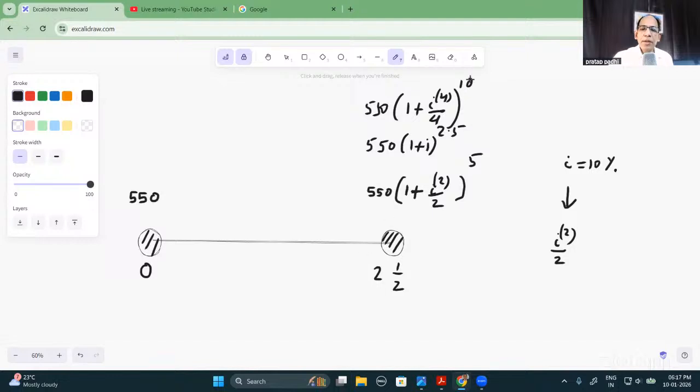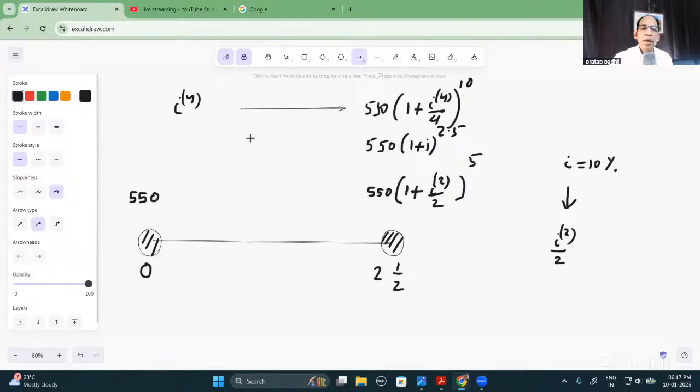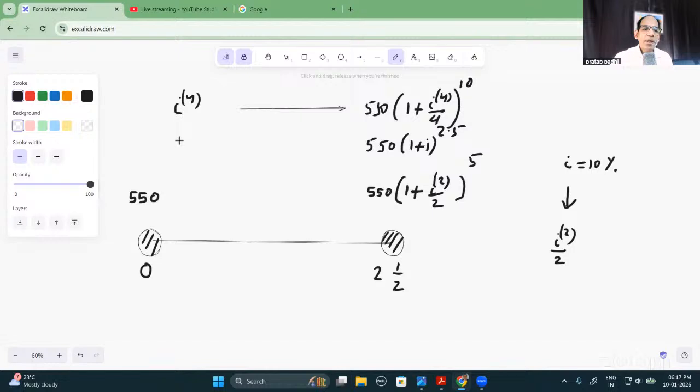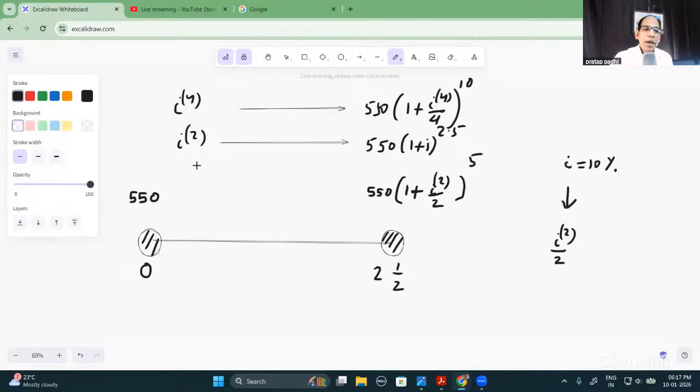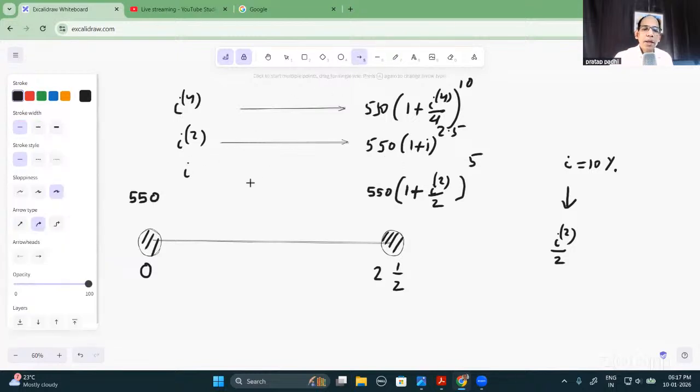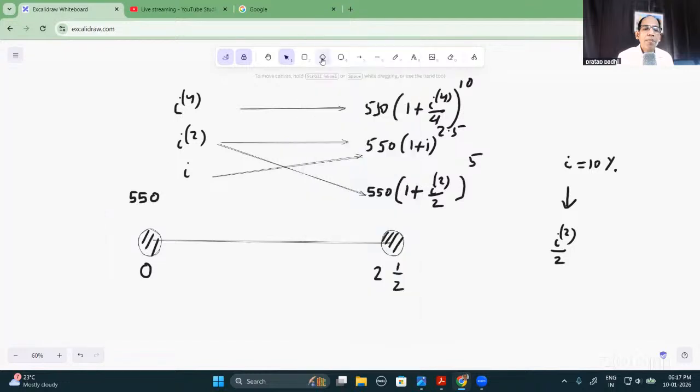So it depends. Suppose in the question I4 is given, you apply this formula. Suppose I2 is given, you apply this formula. For the same problem, if I is given, you can apply this formula. Sorry, this one will be this. Whatever is given, according to that, you need to apply the formula.